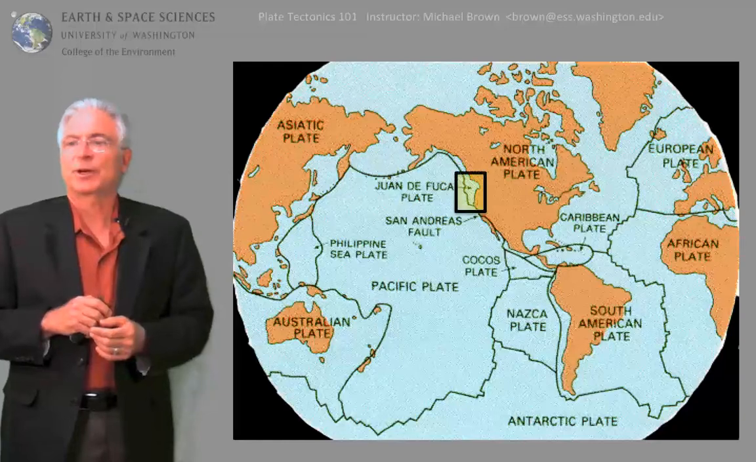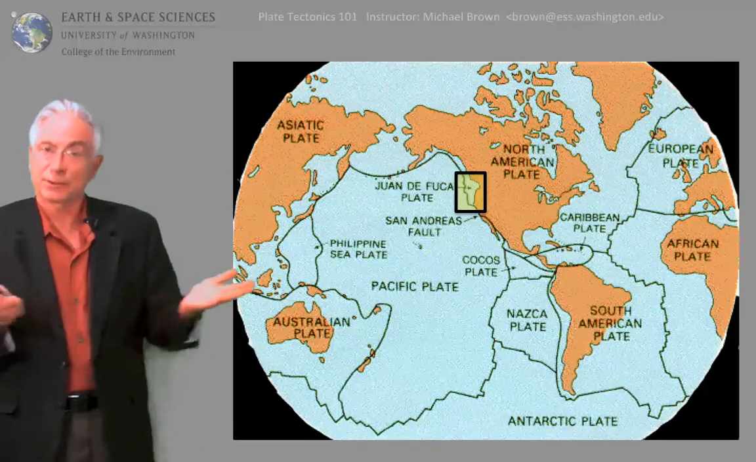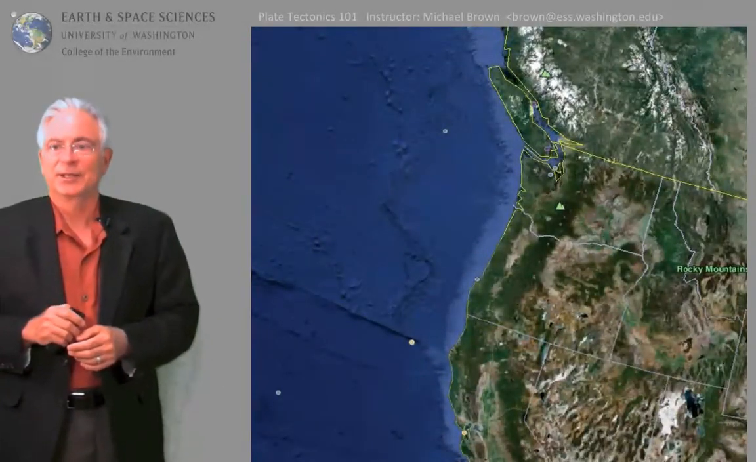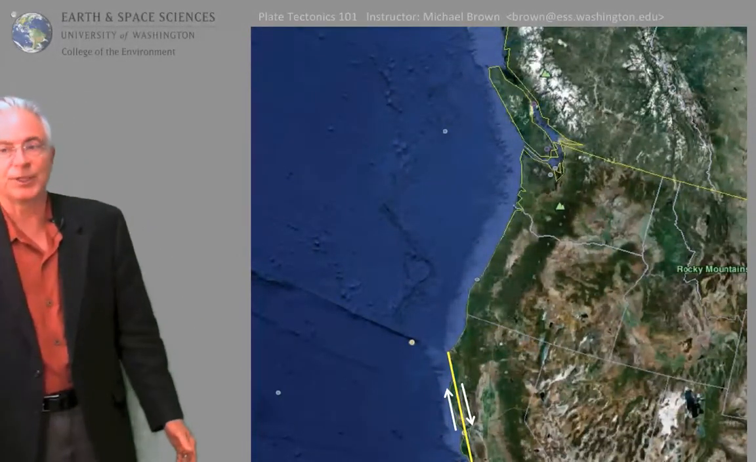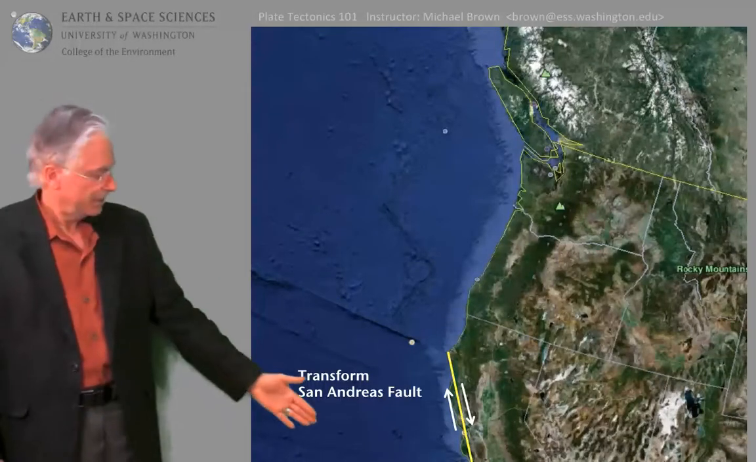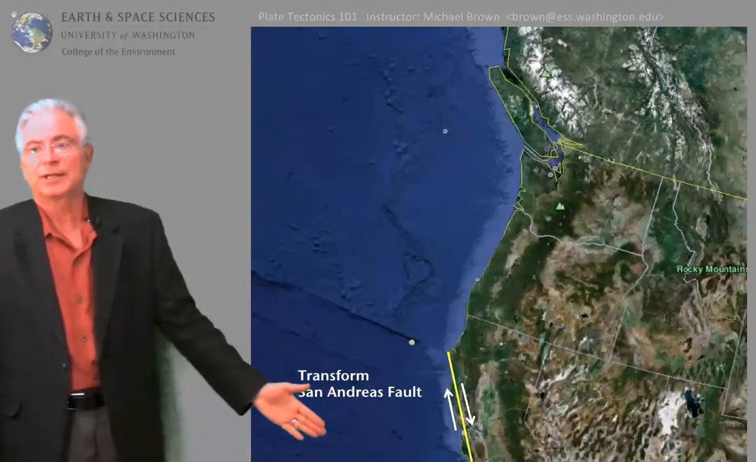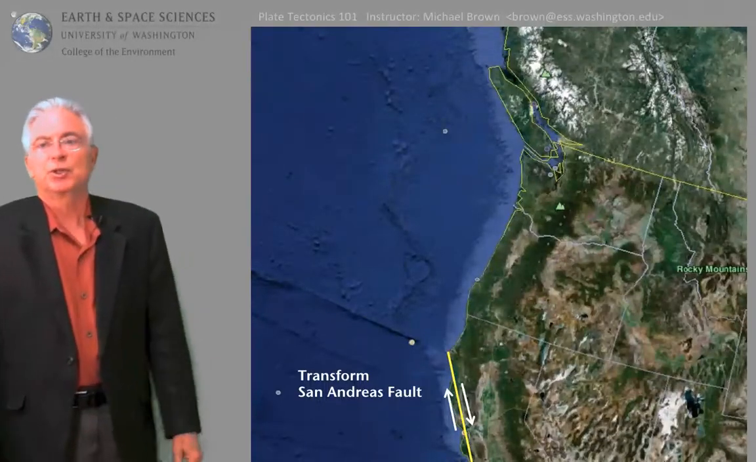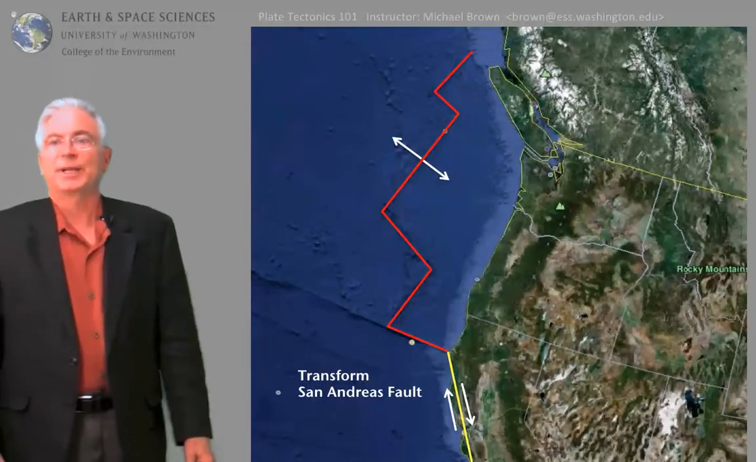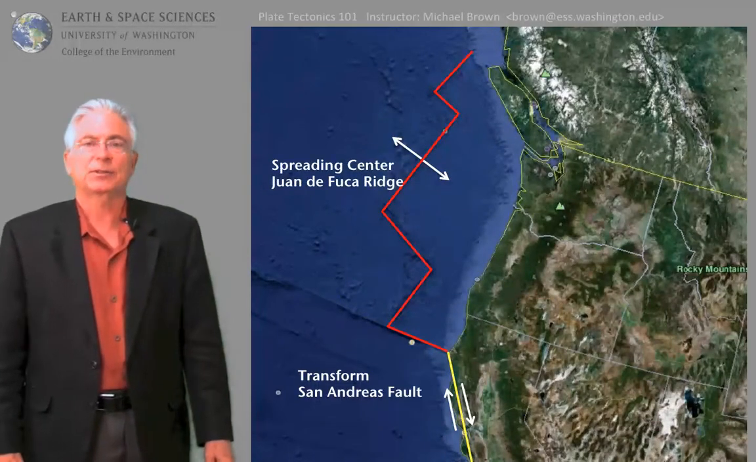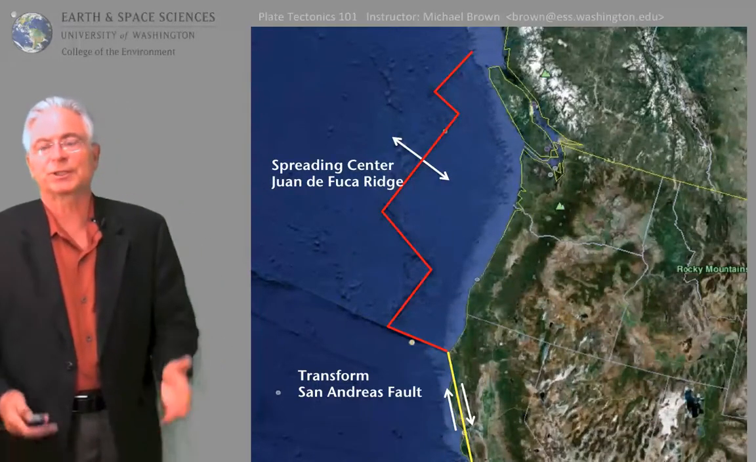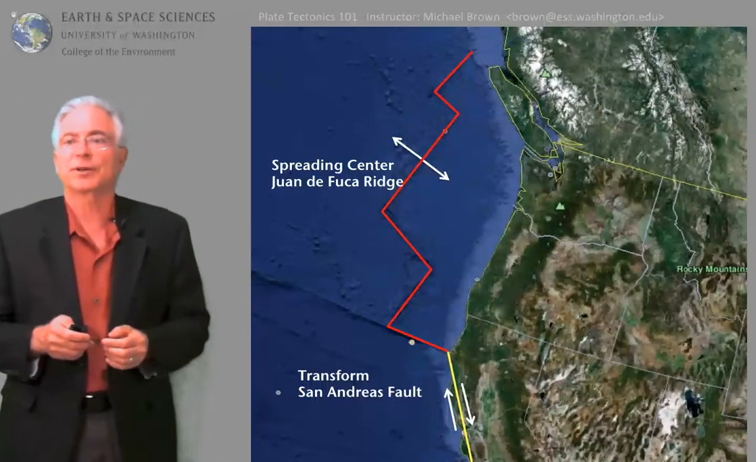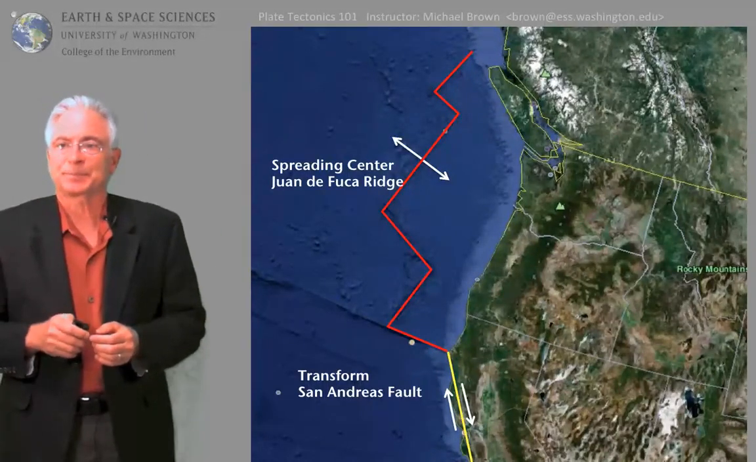Now let's focus somewhere else. Let's look at the Pacific Northwest. I told you it was complicated. Well, let's look at how complicated it is. First of all, to the south in California, we have the side-by-side motion in the San Andreas Fault, the transform motion of no convergence or divergence. To the north of that, we have the Juan de Fuca spreading center just off the coast of Oregon and Washington, the white arrows indicating the divergence of the plates along the Juan de Fuca spreading center.